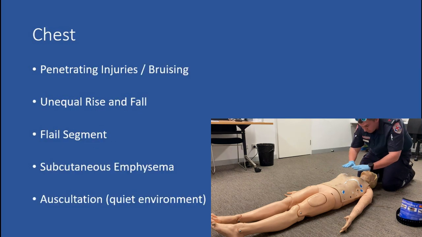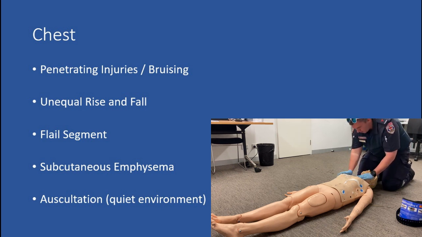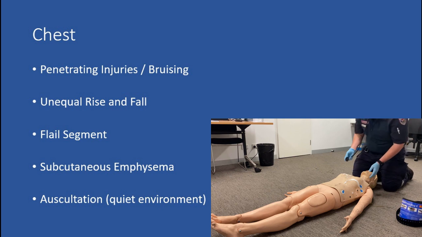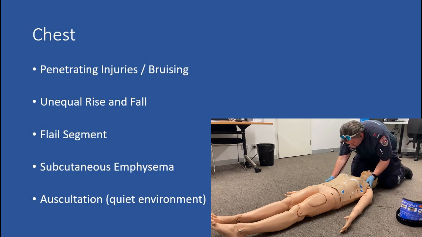When we're at the chest, we are looking for obvious abnormalities to the chest wall. This could be penetrating trauma, bruising, flail segment, or other unequal chest wall movements. We can then feel either side of the chest for deformities or a patient response to pain. Rib fractures will be tender. Subcutaneous emphysema will feel like bubble wrap as you press along the skin. And if you're in a quiet enough environment, auscultation of the chest can aid in unequal breath sounds that could indicate a pneumothorax.